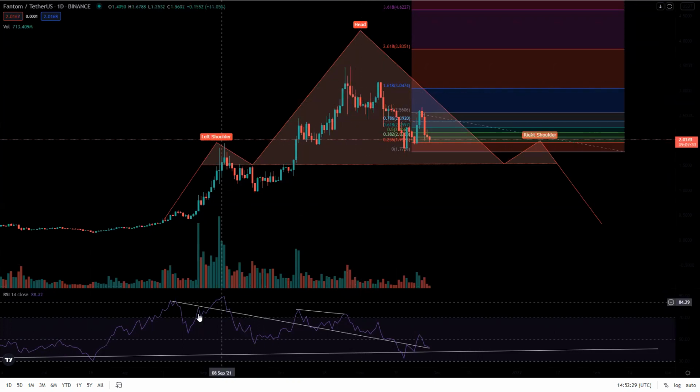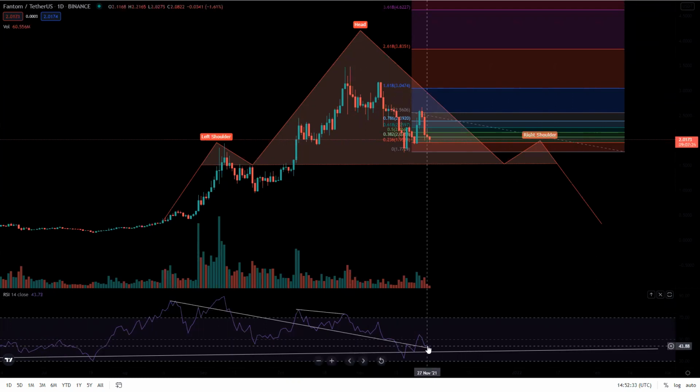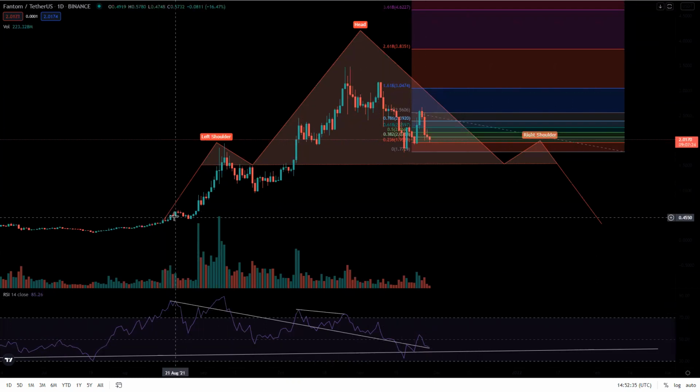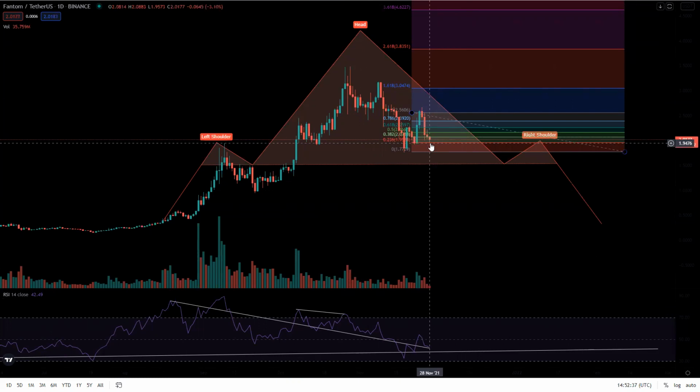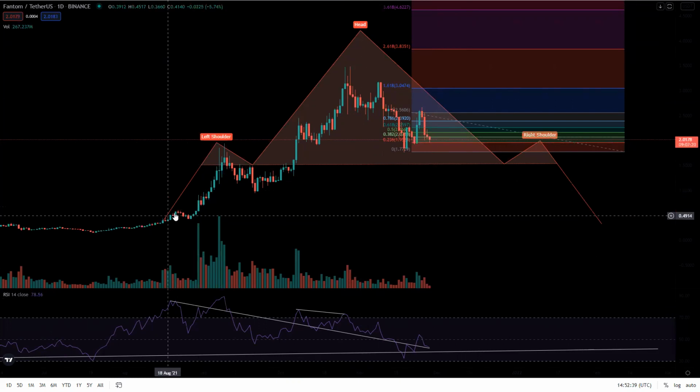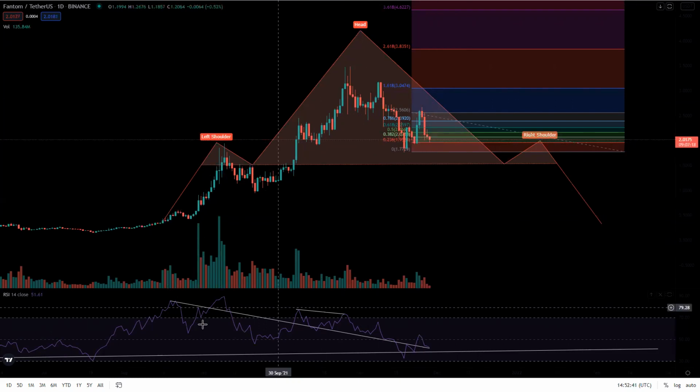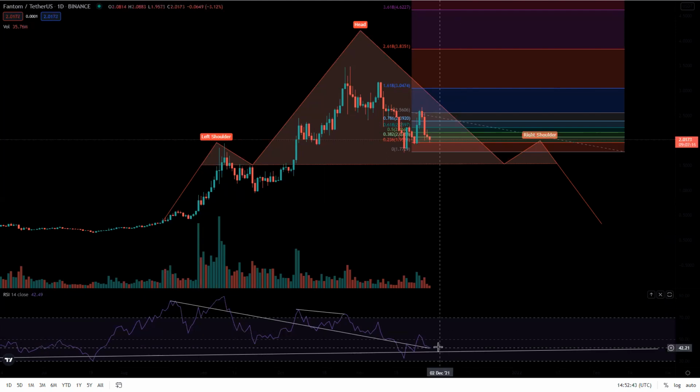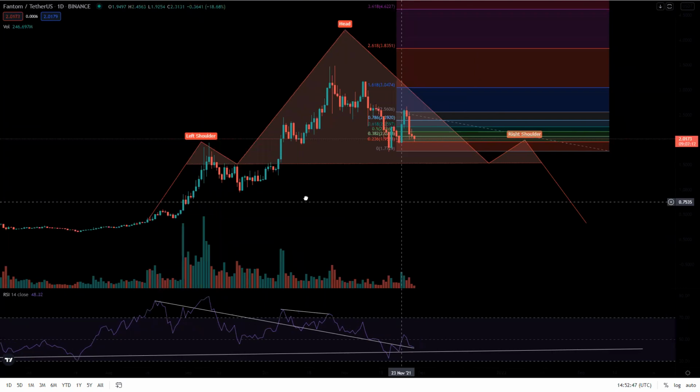Long term, we have a slightly longer bearish divergence from here to here. From here to its most recent lows, the price has still gone up and created higher highs, but the RSI has gone down. So we could see some more drops on this one. Definitely be cautious of that.